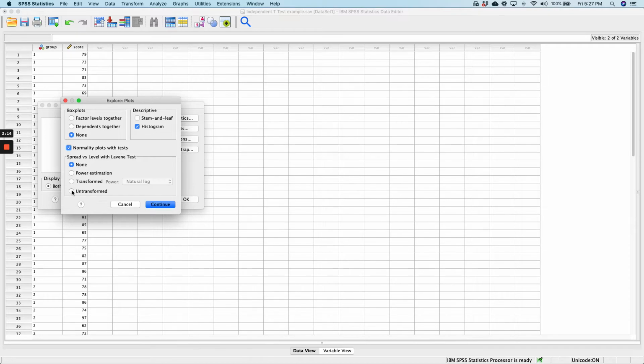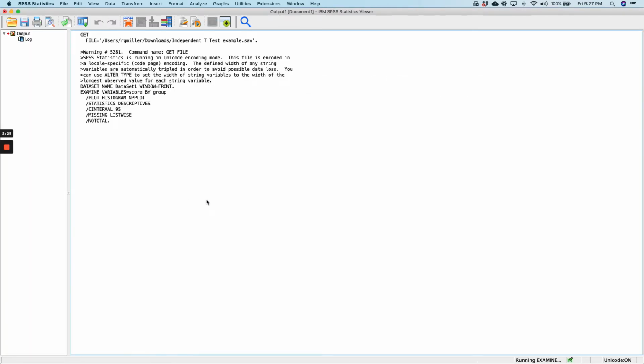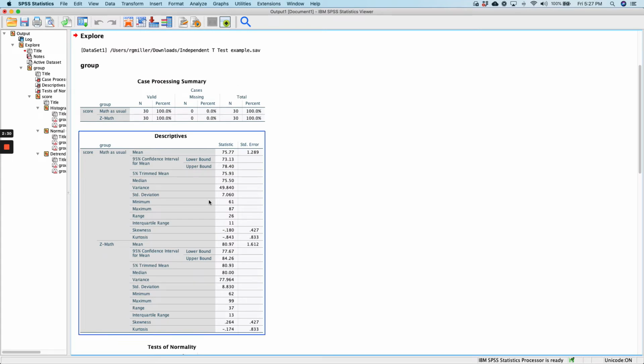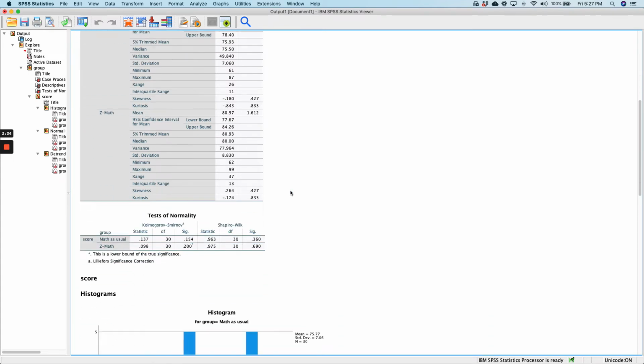And this actually lets me select the Levene's test also here, but we're just going to go ahead and select normality plots with test and histogram and click OK. So this will allow me to compare using both a graph and statistical test.